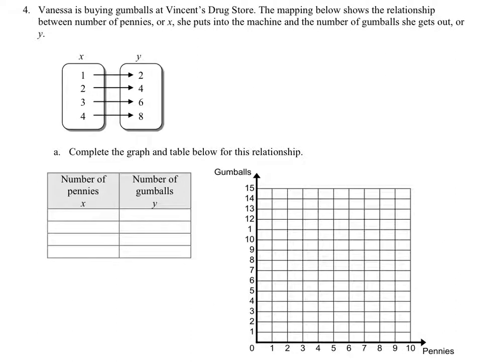Vanessa's buying gumballs at Vincent's drugstore. Yeah, they used to have drugstores, okay? The mapping below shows, this is a mapping, we haven't gone over mapping. I'll explain what that is. The mapping below shows the relationship between the number of pennies, or x, she puts into the machine and the number of gumballs she gets out, or y.